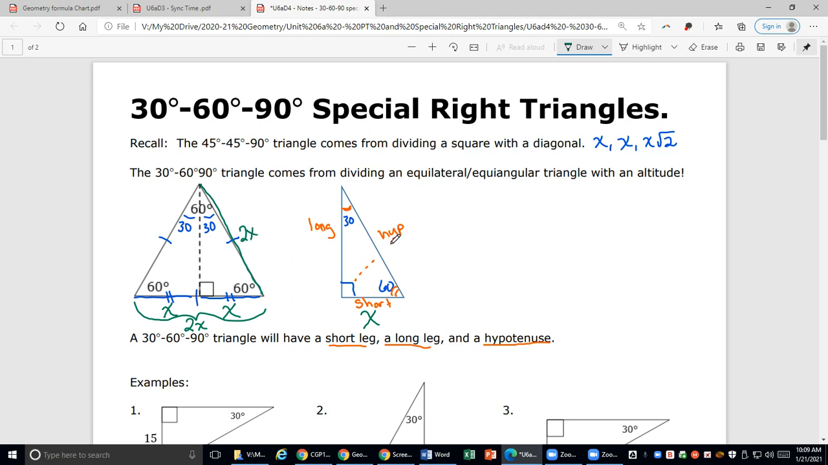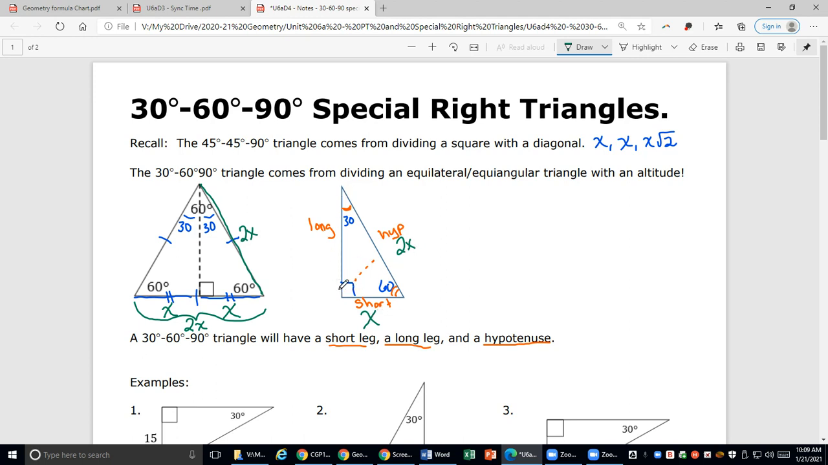When I come back over here where I've divided it in half, that side is now my hypotenuse. So I know my hypotenuse is going to be 2 times whatever this short leg is. So if the short leg is 5, this is 10. If this is 7, this is 14. If this is 12, this is 24. You could also work backwards. If this was 30, this must be 15 because I work backwards.